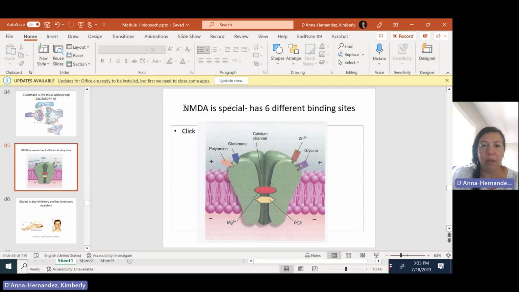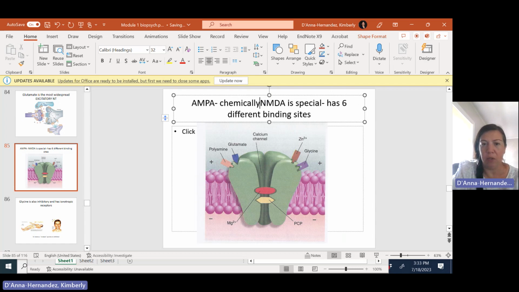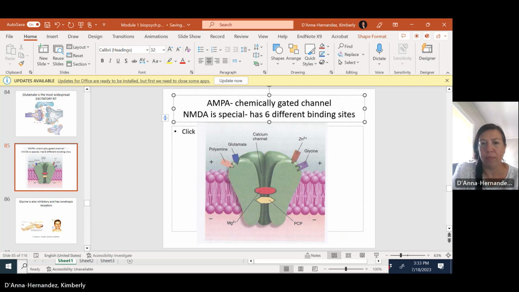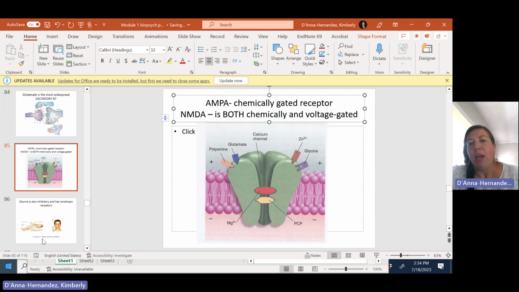So we talk about AMPA being a chemically gated channel, by which I just mean glutamate comes and binds and it opens. Not a voltage gated receptor. Where NMDA is both chemically and voltage gated. So there has to be a change in voltage in order for that magnesium block to pop out. And when it pops out, if and only if there's glutamate bound here, will the ion channel open.